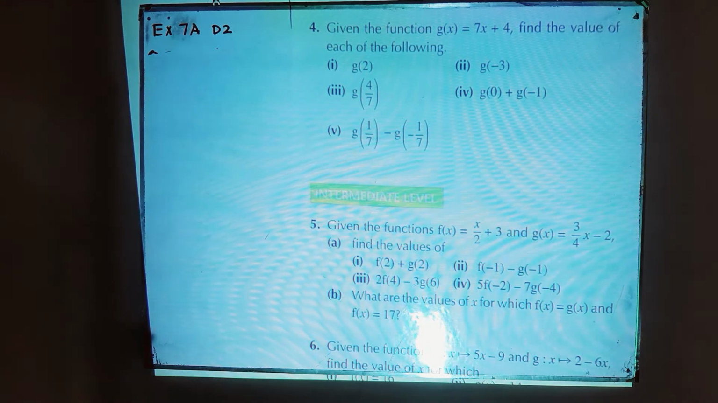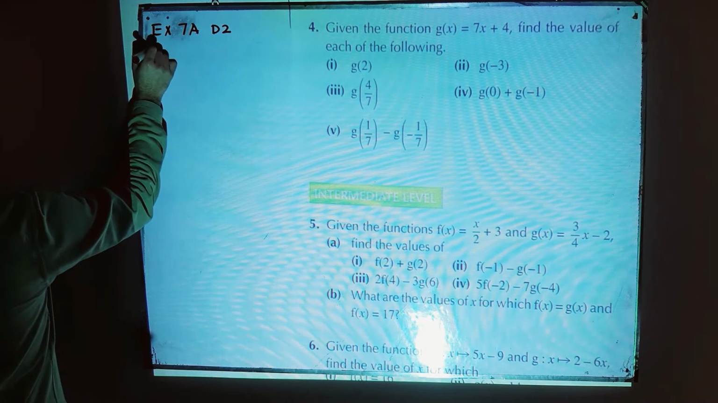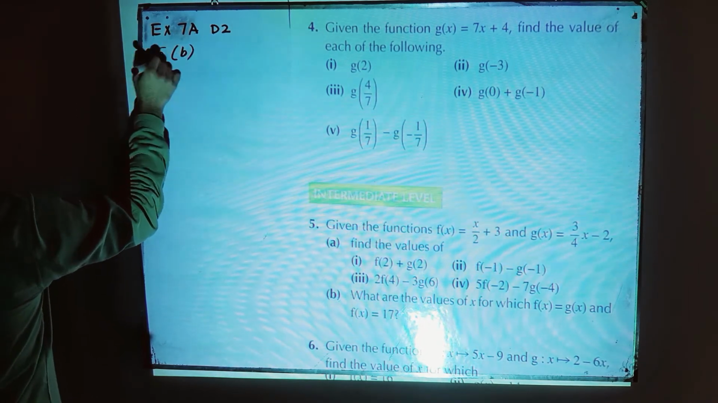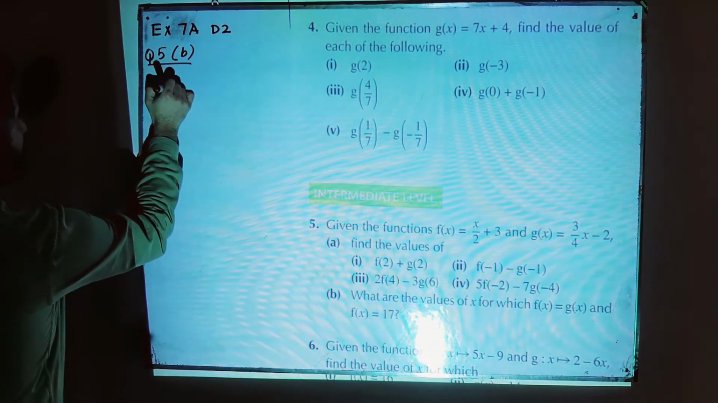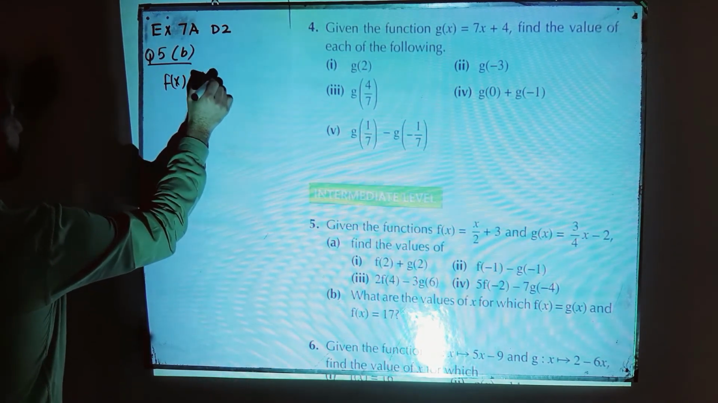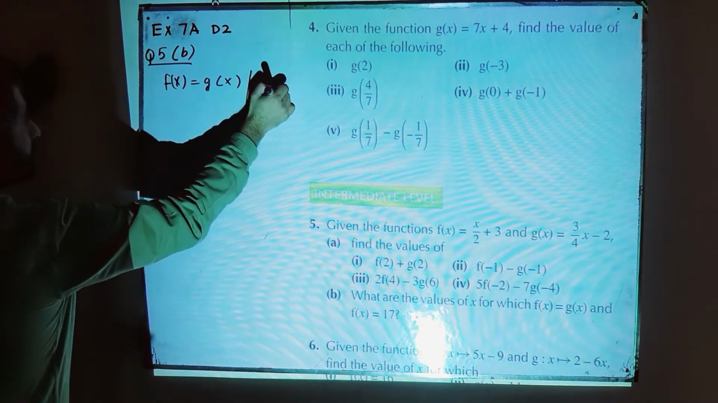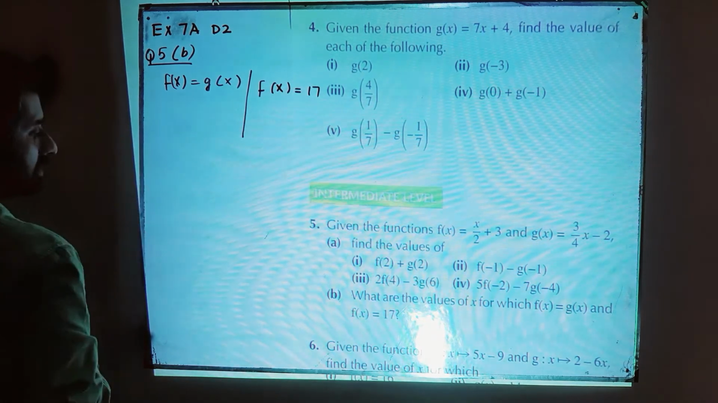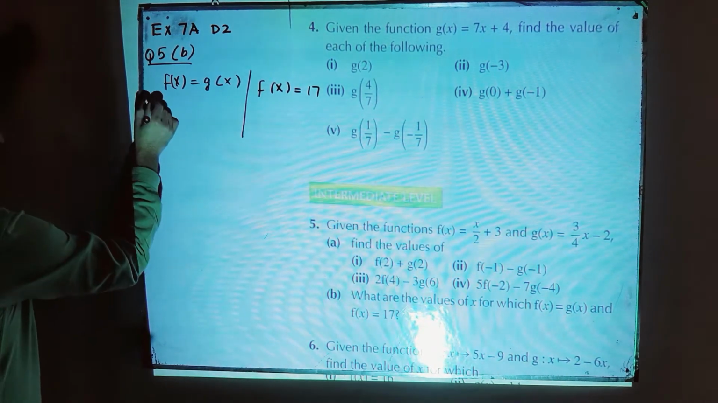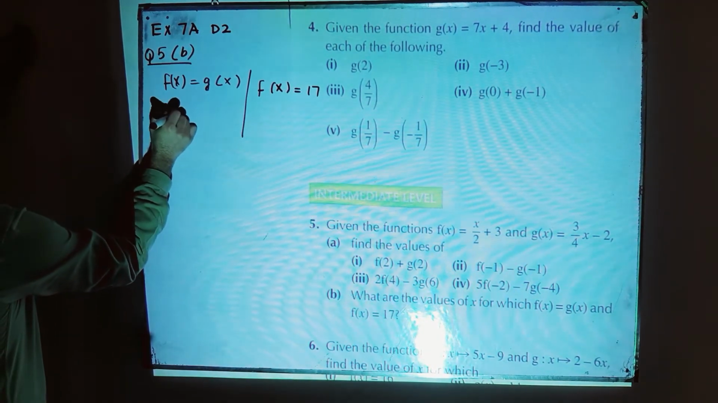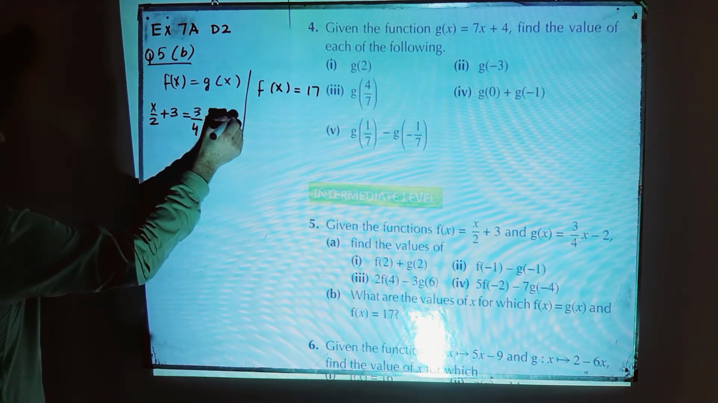So then question number 5, part B. What are the values of x for which, condition number 1, f(x) is equal to g(x), and condition number 2 is f(x) is equal to 17. So f(x) is equal to g(x). What is the value of f(x)? That is x by 2 plus 3, and that is equal to g(x). This is 3 over 4 x minus 2.